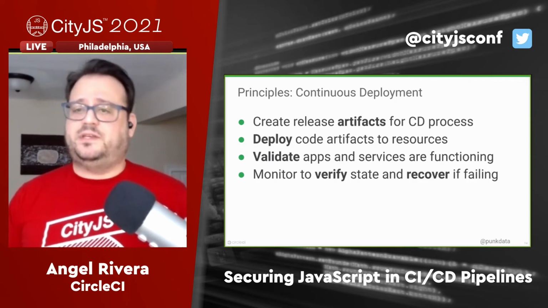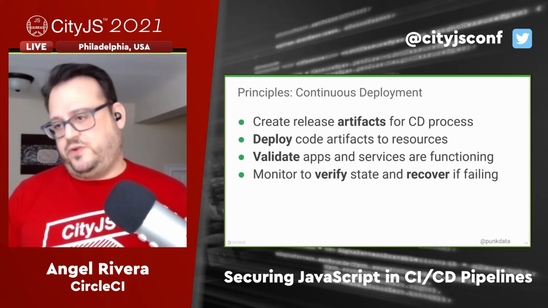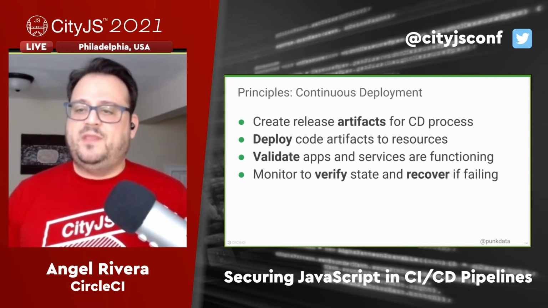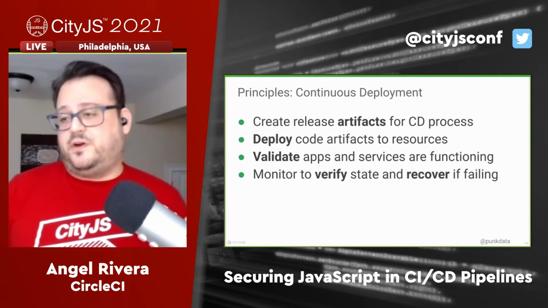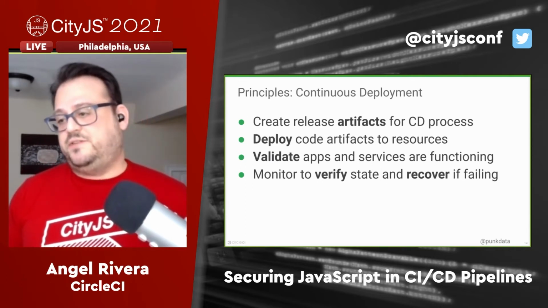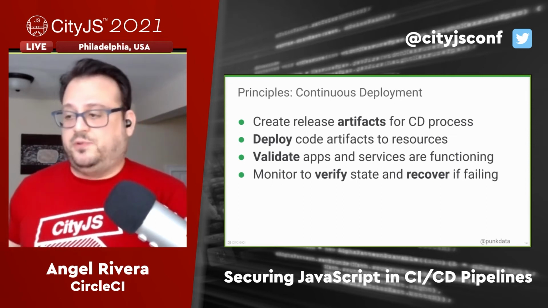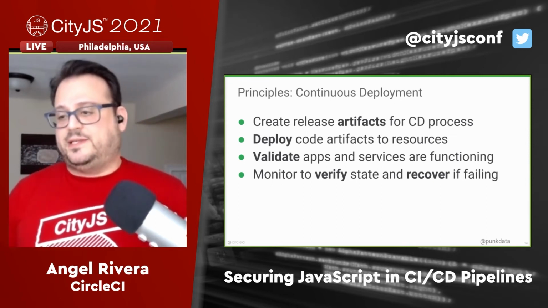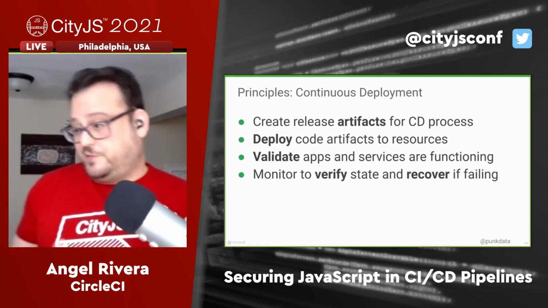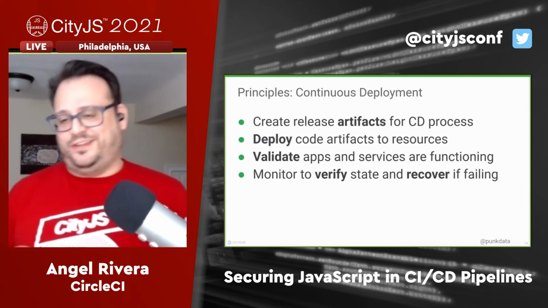Now, when we're talking about the principles of continuous deployment, what you're doing essentially is creating these release artifacts for your deployment processes. And obviously, you're going to deploy those artifacts to resources. This gives you the opportunity to validate the applications and services and ensure that they're functioning in the target environments that you're deploying to. It's very important that we understand that when you're deploying software, just because you deployed it successfully to an environment doesn't mean it's actually functioning the way you intended.